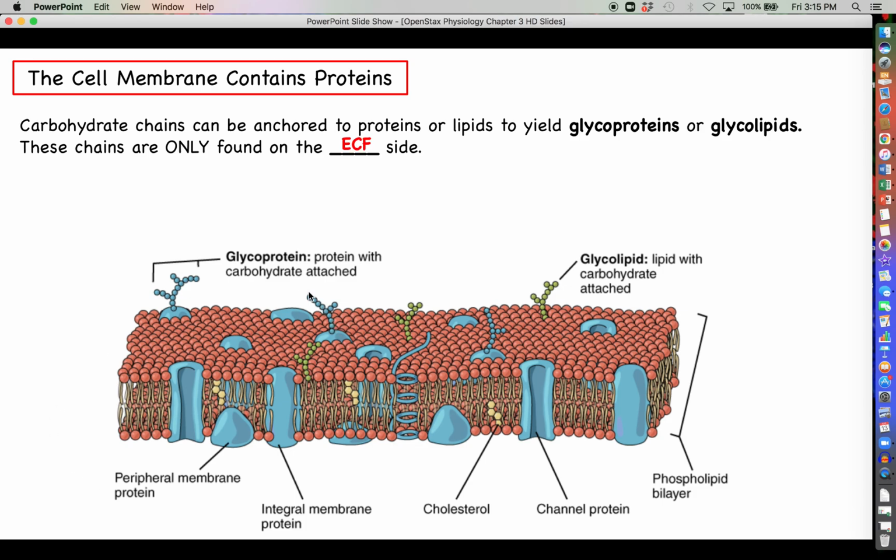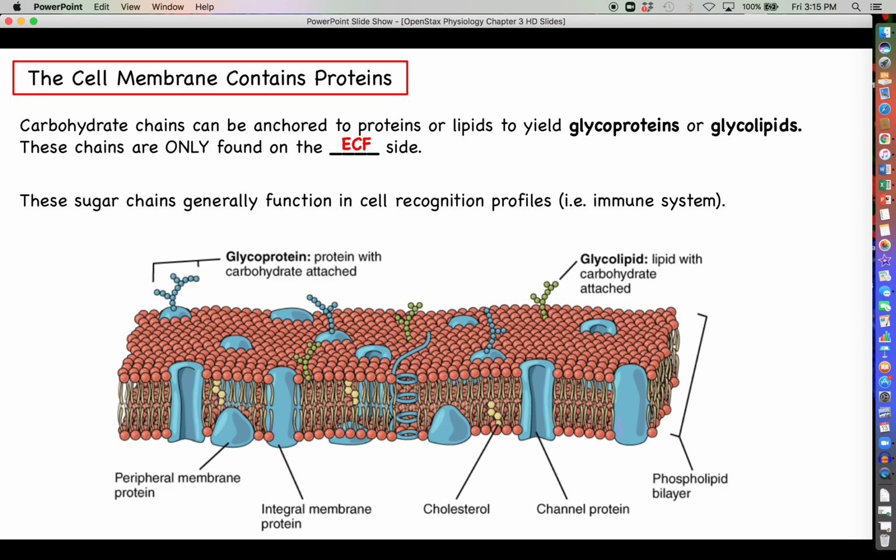That's why these little chains of sugars that you see here are all facing towards the same direction, towards the extracellular fluid. You do not find any carbohydrate chains down here on the side of the membrane that faces inward towards the intracellular fluid. Make sure you remember that. You only find sugar chains on the outside part of the membrane.